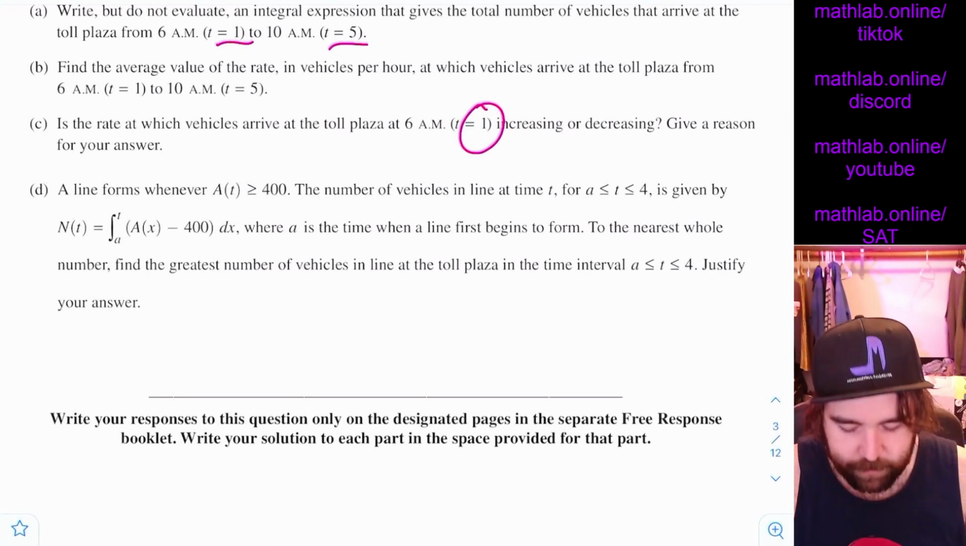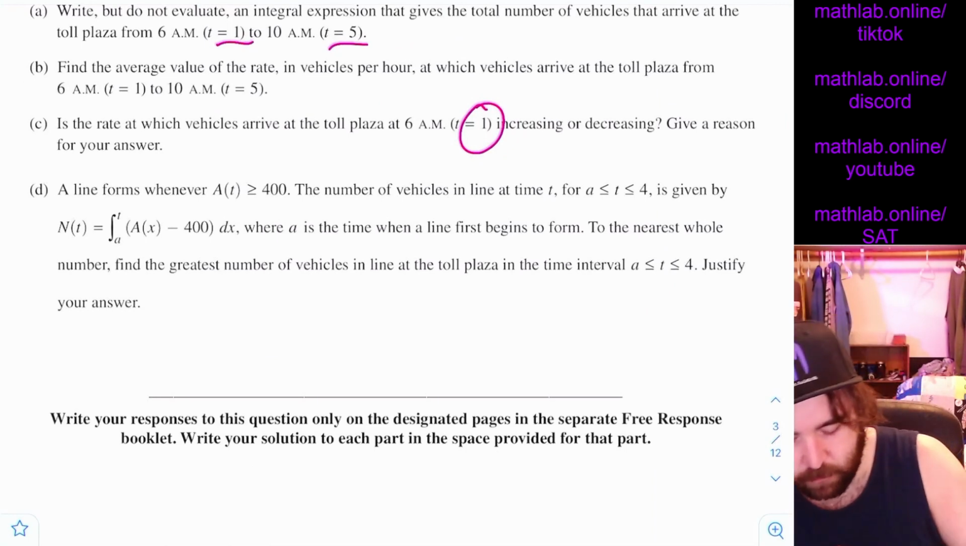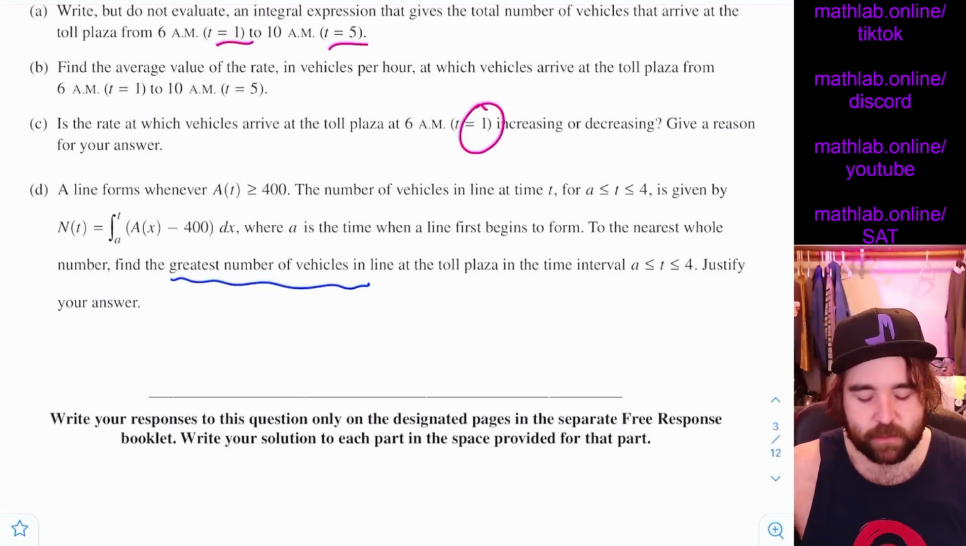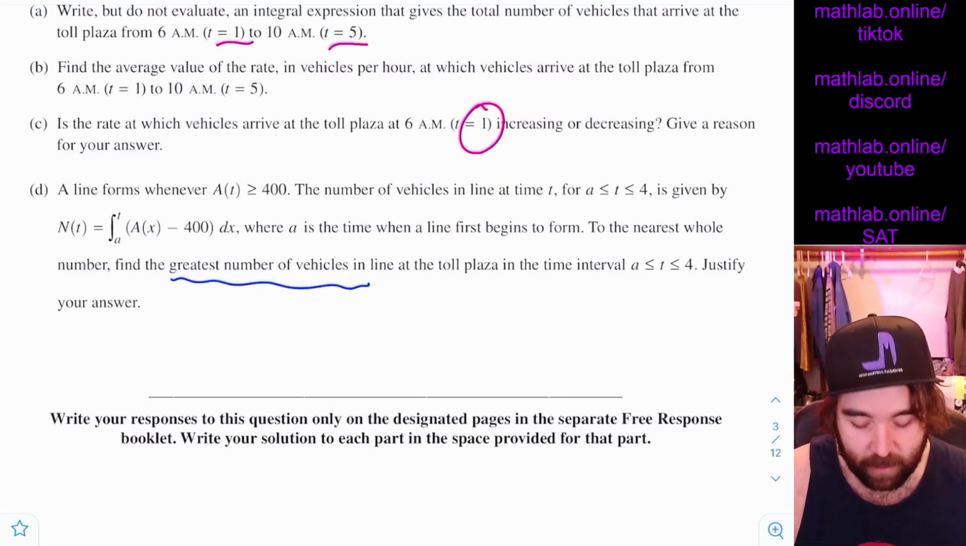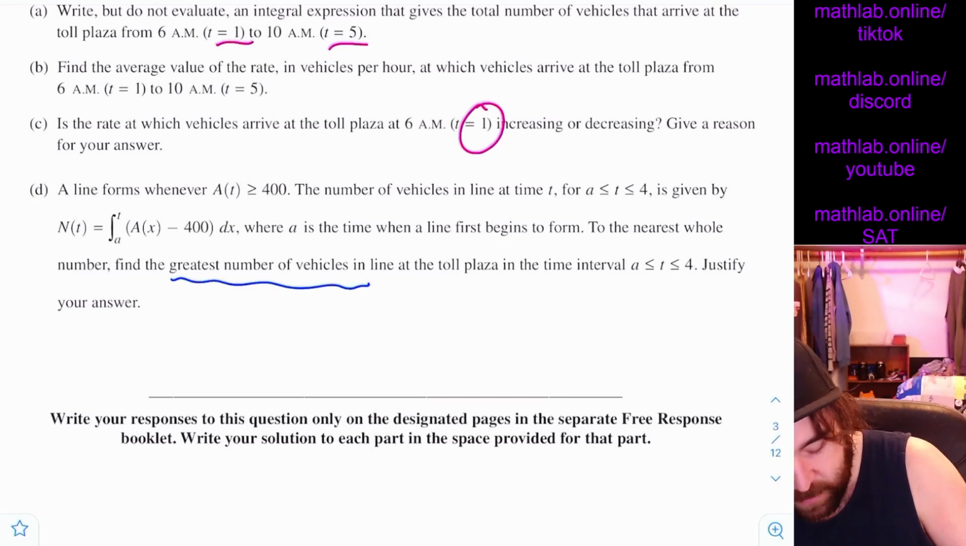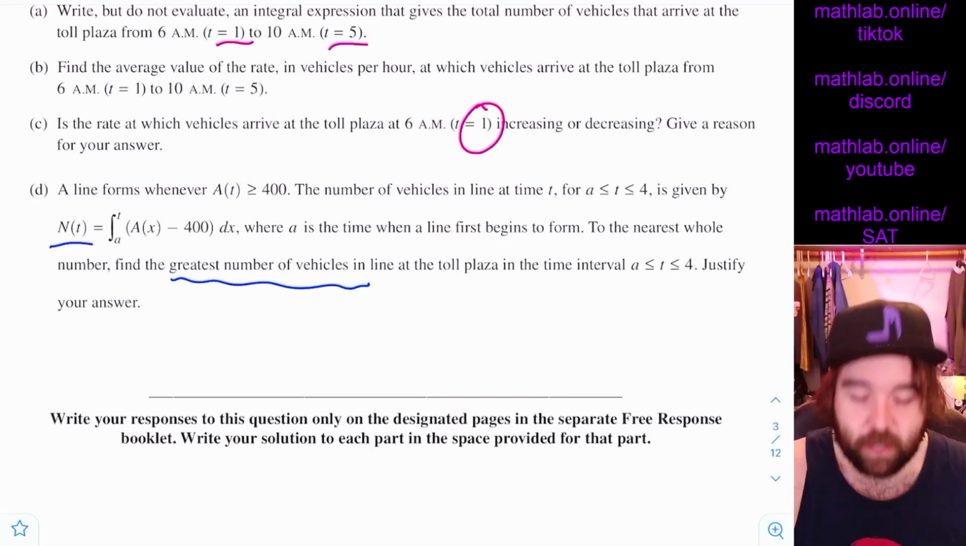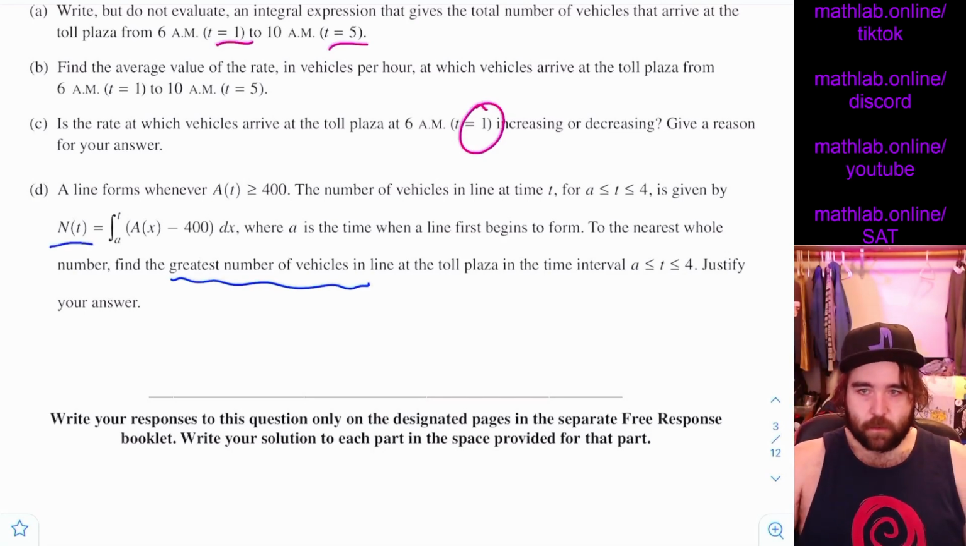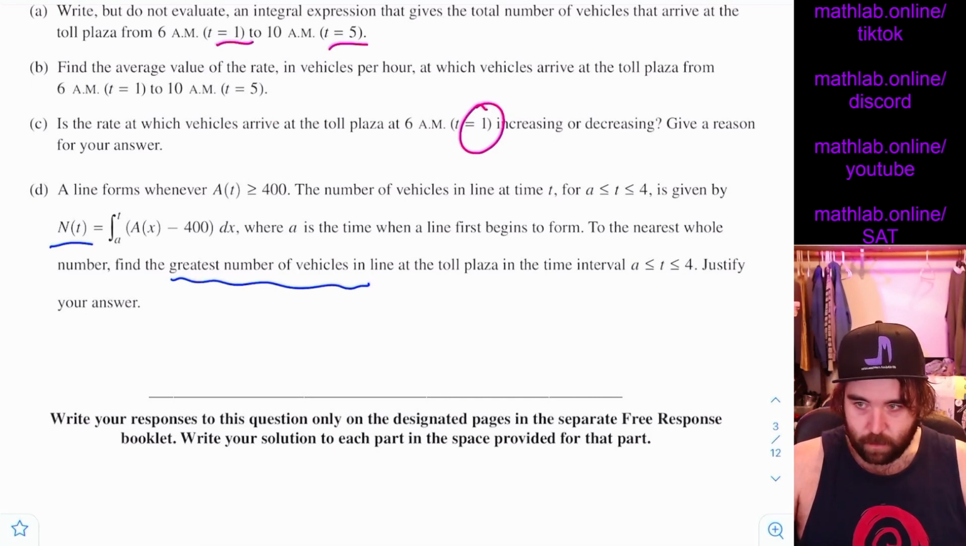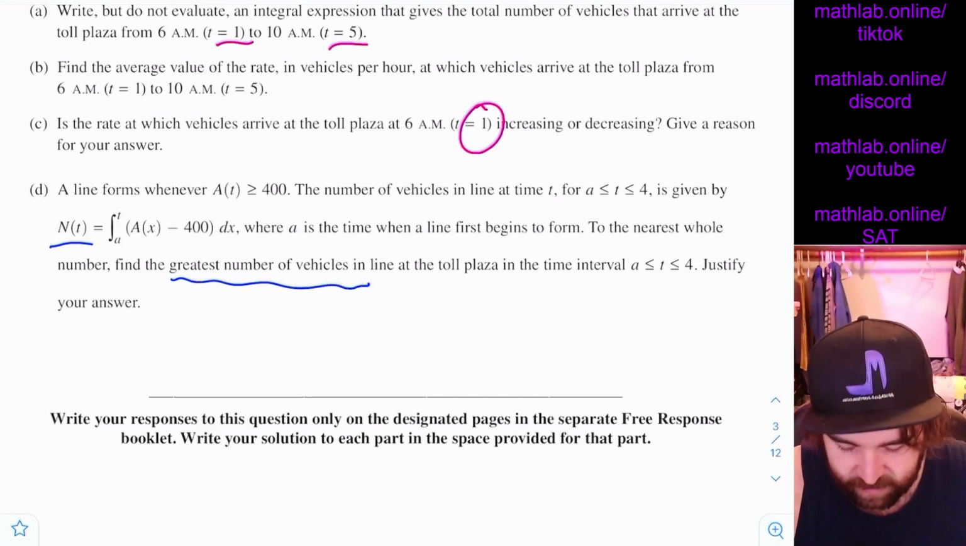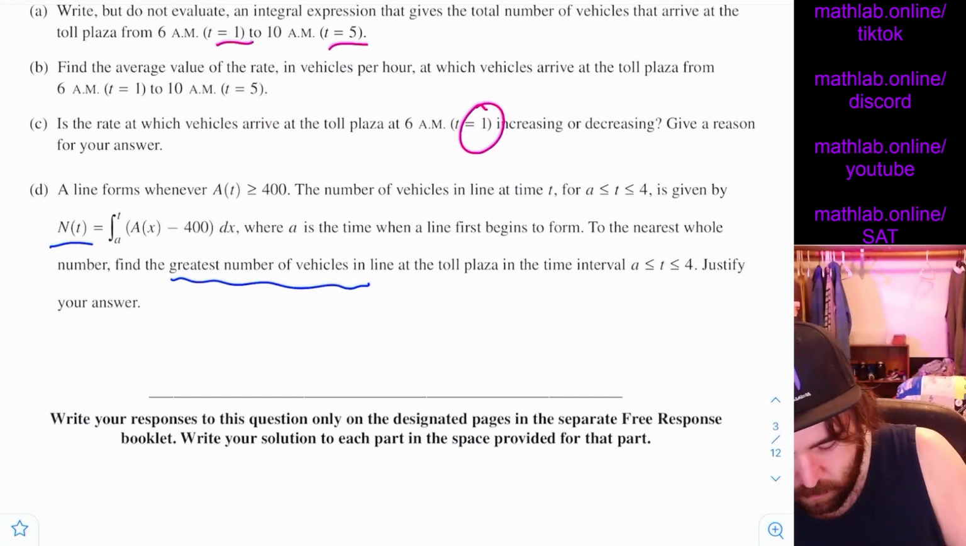Oh, so we want the greatest number of vehicles. We want to maximize the number of vehicles in line. And this equation gives us the number of vehicles in line. So what we want to do is find the maximum of that equation. So you have to think, how do you find the maximum of an equation? You take the derivative of it, right?